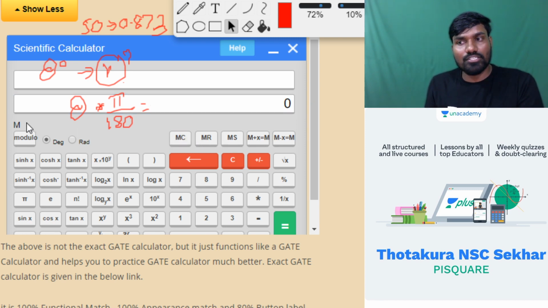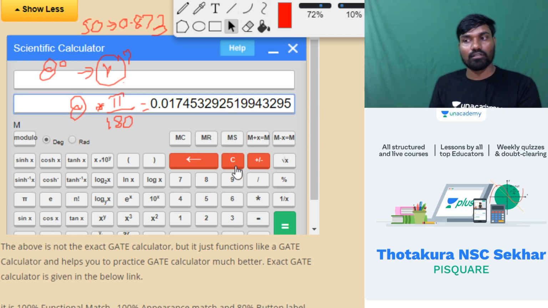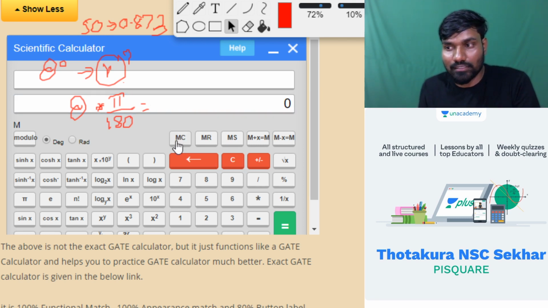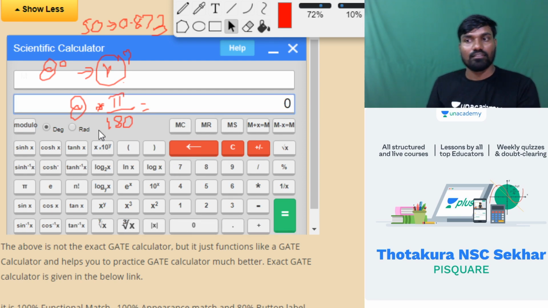If I clear it, it is still there in the memory. The display is cleared, but the moment I recall it, it will be recalled. This is just a display clear. The moment I hit memory clear, the M vanishes. Look at this, I am hitting it. It got vanished, which means there is nothing in the memory now. If I recall the memory, there is nothing.